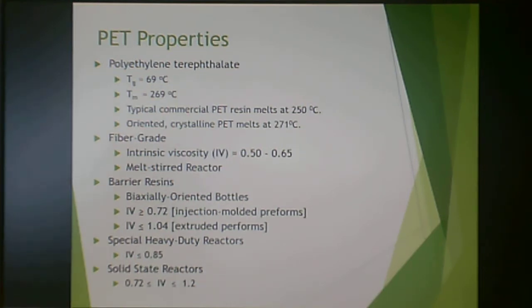PET properties. PET has a Tg that's 69 degrees Celsius, and it has a melting temperature, which means it is a semi-crystalline polymer. Typical commercial PET resin melts at about 250 degrees Celsius. Now, PET is one of those things where you can use the Tg to your advantage. This is a semi-crystalline polymer, but most beverage bottles are clear PET. I said semi-crystalline polymers are opaque or translucent. This is why paying attention to the use temperature versus the glass transition temperature is important.